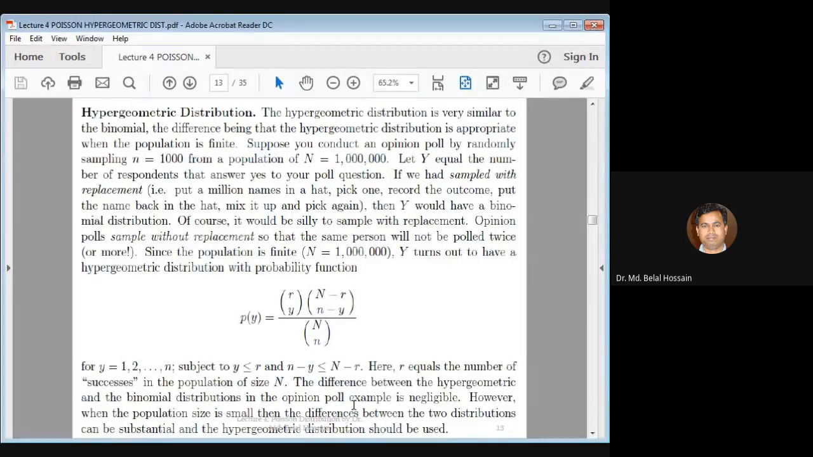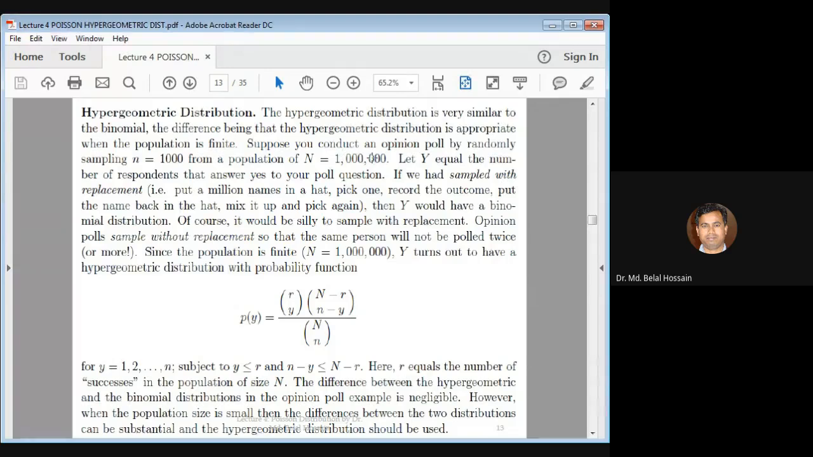So when you have n sufficiently large and you are sampling without replacement, that is, one item cannot be selected twice, then you have to use the hypergeometric distribution. In the case of the binomial distribution, the events are actually done with replacement. So the hypergeometric distribution is appropriate when the population is finite.